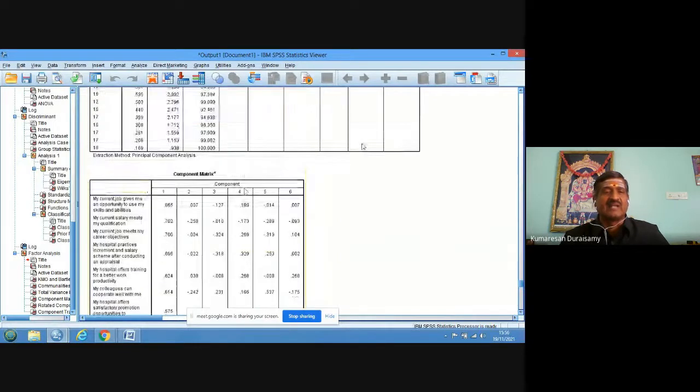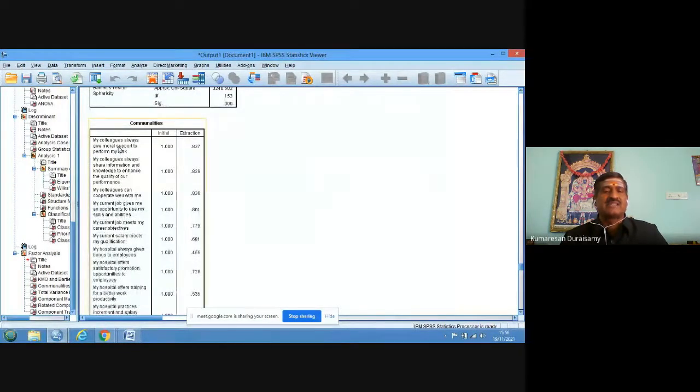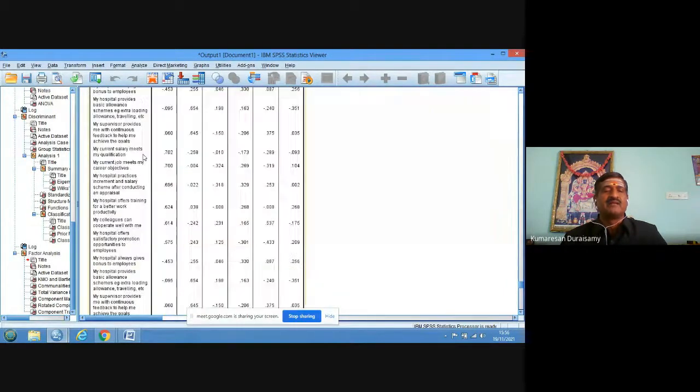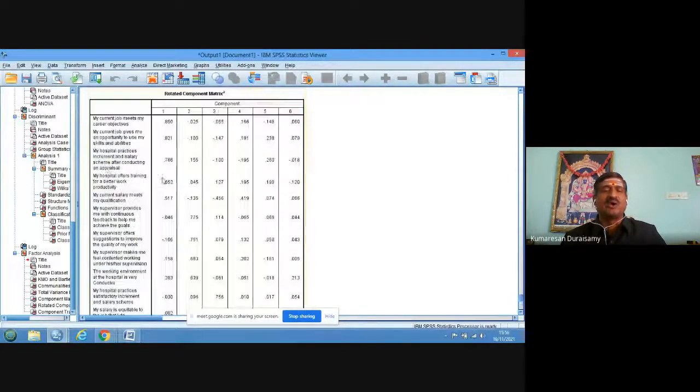Now look at the factors. It is not in the previous order. What was the first factor we had considered? My colleagues always give moral support. But after rotation, I told you, my current job meets my career objective. That is the first factor. Then my current job gives me an opportunity to use my skills and abilities. So that is the second factor. Third factor, fourth factor, fifth factor. Up to the fifth factor, the squared loading is highest in component 1.